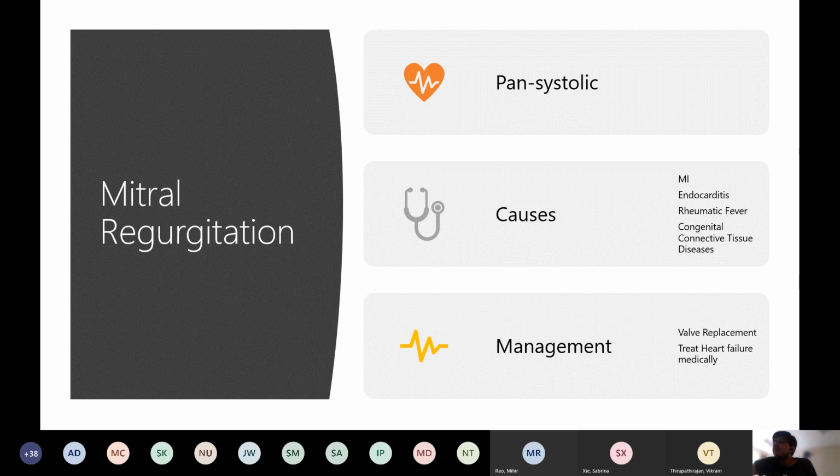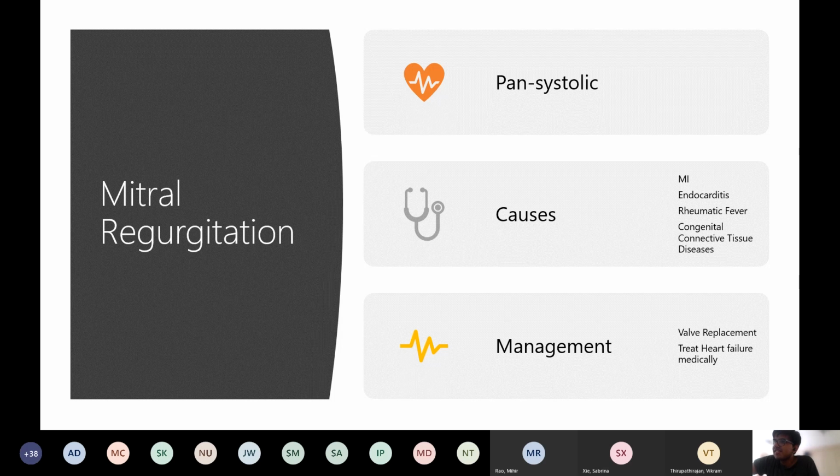You can get AF with mitral regurgitation. AF causing mitral regurgitation is less common. Endocarditis, definitely. Secondary to myocardial infarction if you get rupture of the papillary muscles. Connective tissue diseases like Marfan's and Ehlers-Danlos. Yes, all of these are correct. And you're absolutely correct.